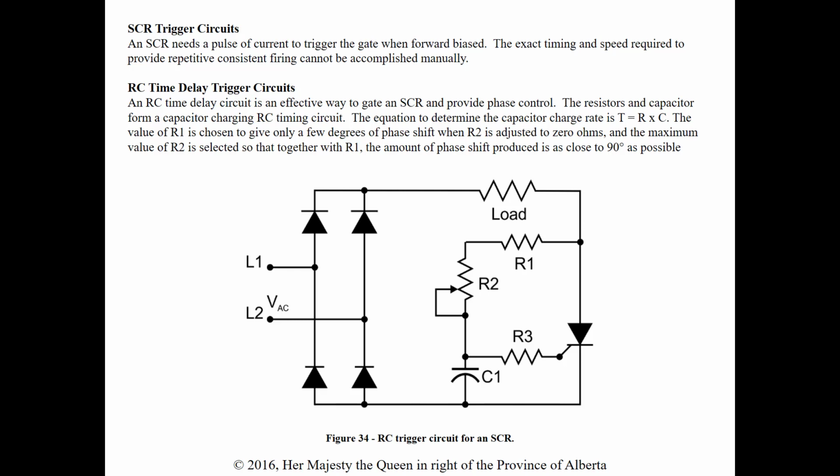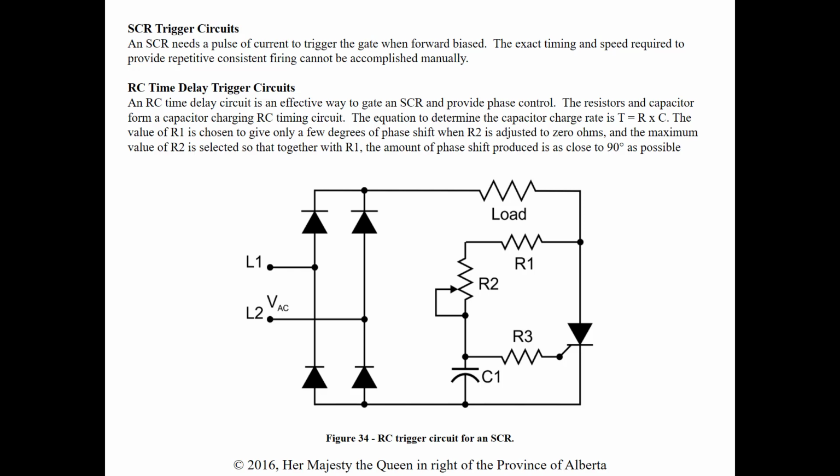Okay, so I'm going to continue on, starting at objective 2, under SCR triggering circuits. An SCR needs a pulse of current to trigger the gate when it's forward biased. Again, those are the two things we talked about that it has to have before it conducts. The exact timing and speed required to provide repetitive, consistent firing cannot be accomplished manually.